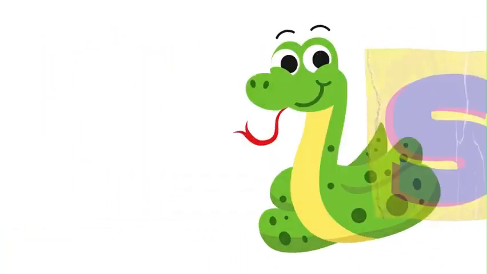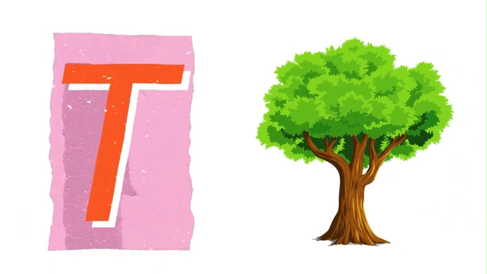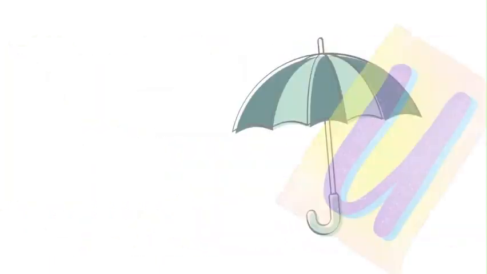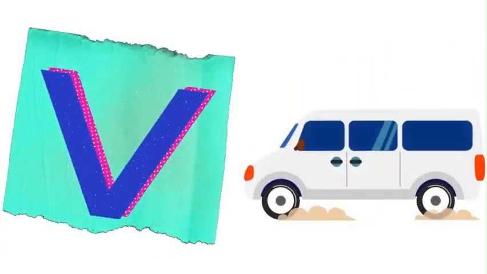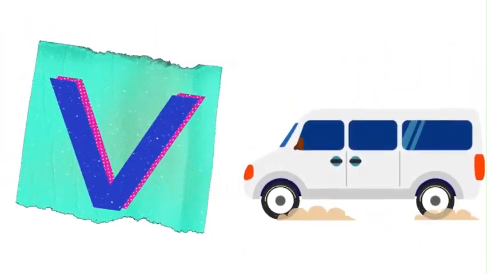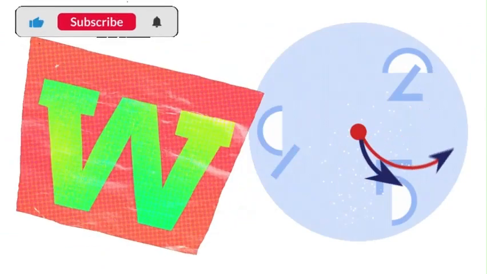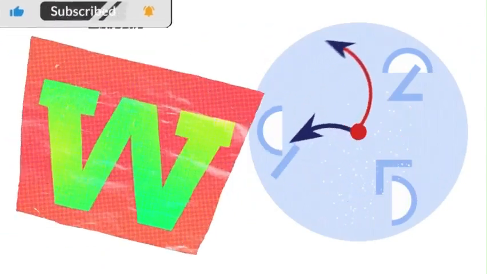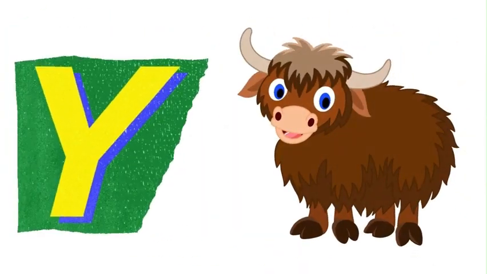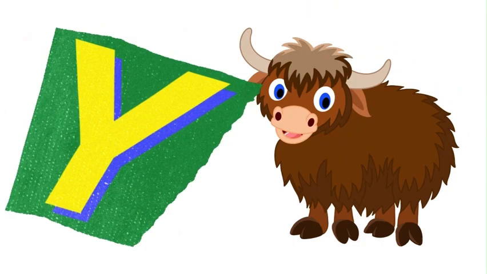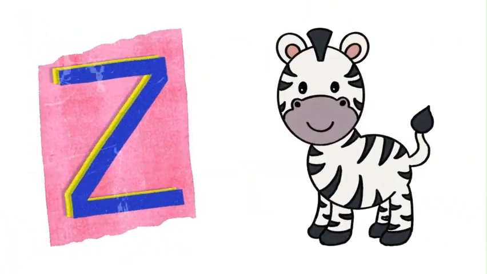T for tree. U for umbrella. V for van. W for watch. X for atmosphere. Y for yak. Z for zebra.